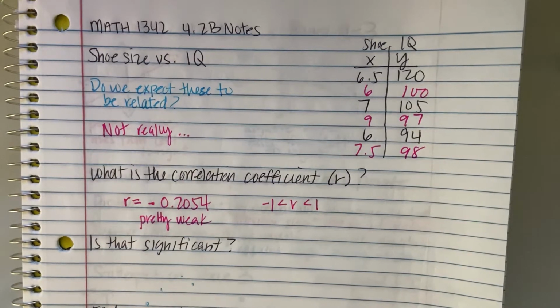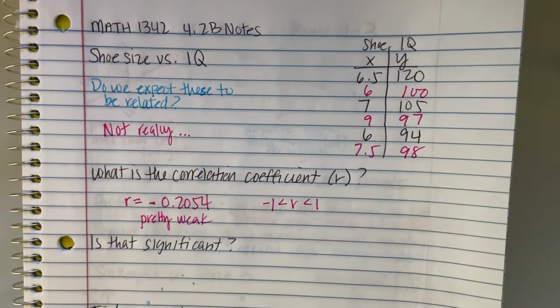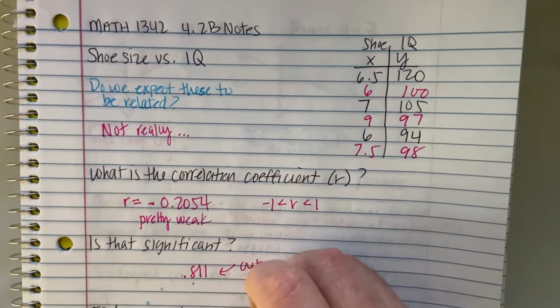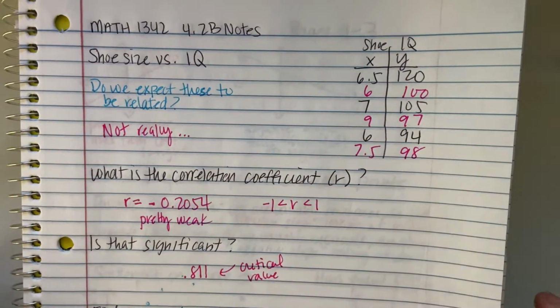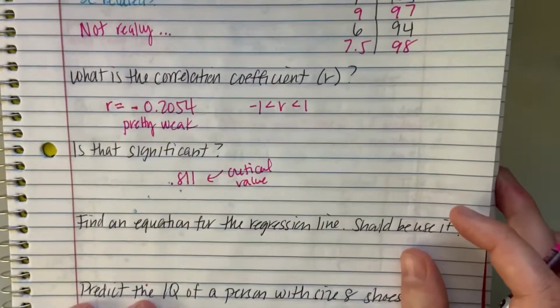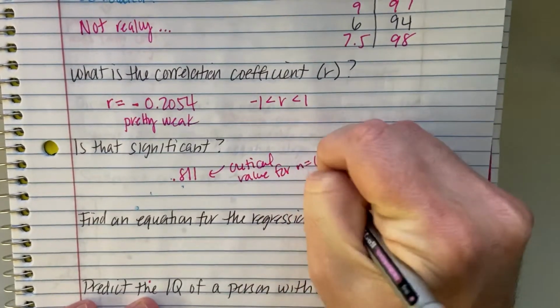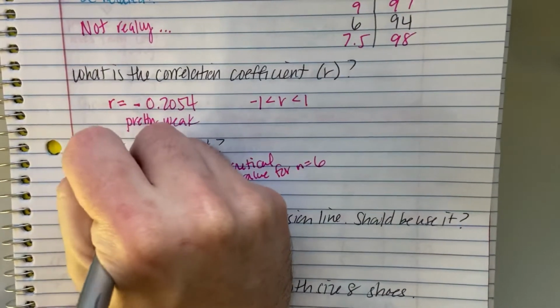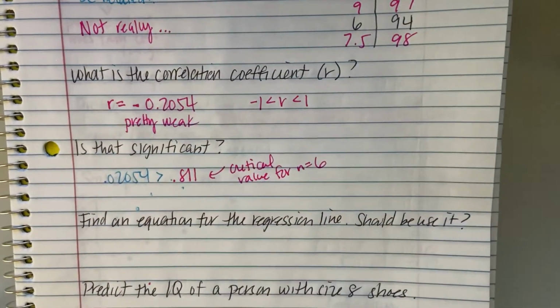Is that significant? So if we look at the table, which tells us the critical value that you have to hit, which we also saw in the 4.2a notes at the bottom when we were trying to determine if it's strong or not. We have a sample of size 6, and for a sample of size 6, we need at least 0.811. This is the critical value for n equals 6. And so you take the absolute value of your number from the problem. Is 0.2054 greater than 0.811? No.